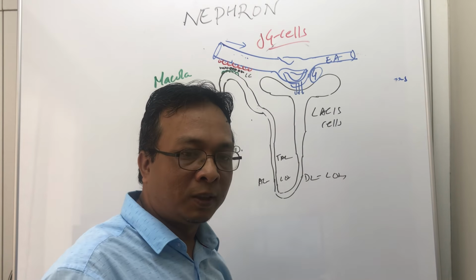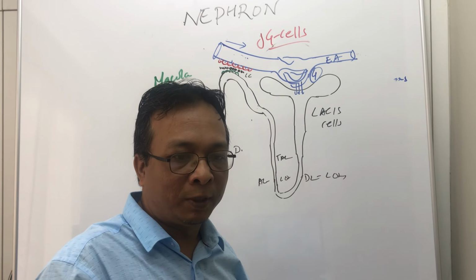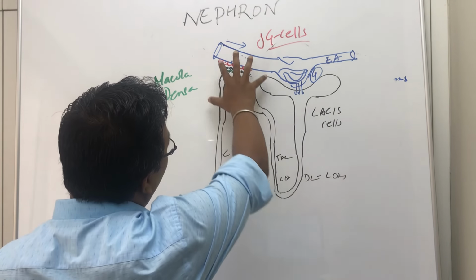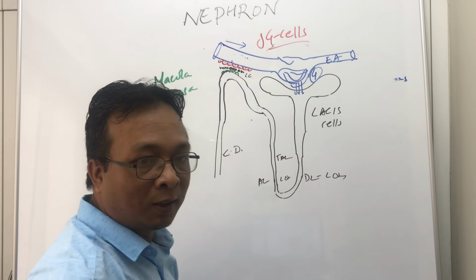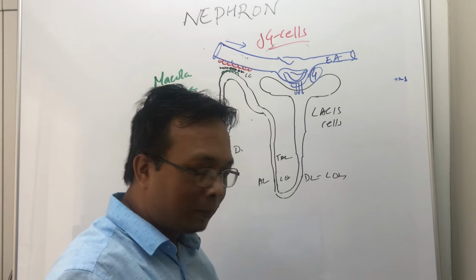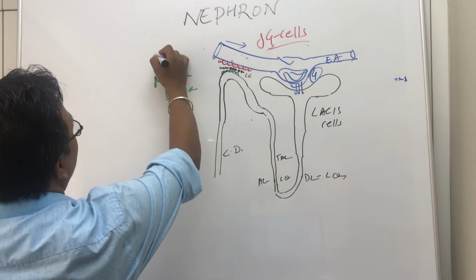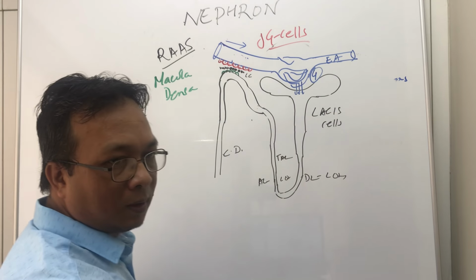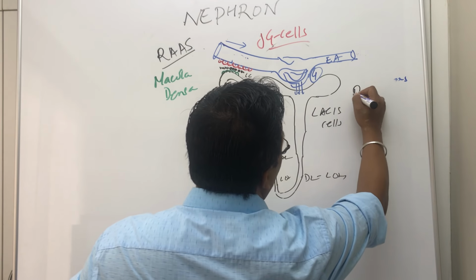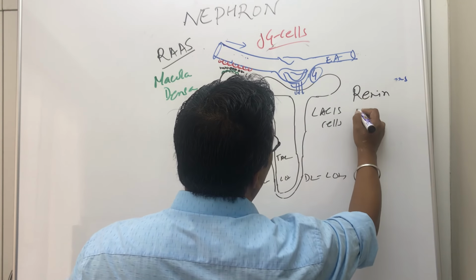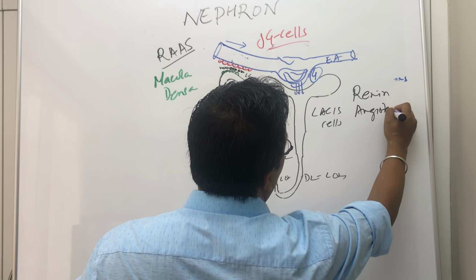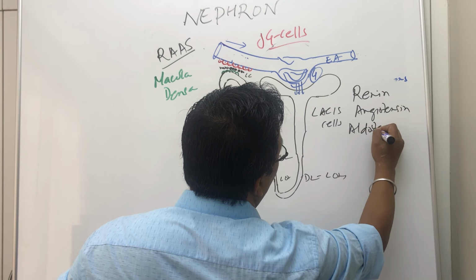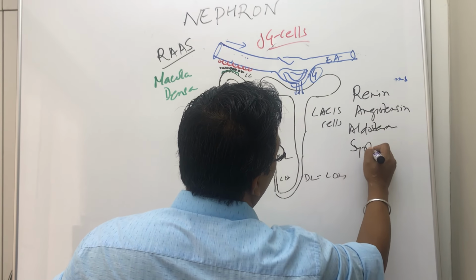Now what happens? There is a function of the kidney that it controls the blood pressure. This controlling of blood pressure occurs because of this JG apparatus, the juxtaglomerular apparatus, and the whole mechanism is called the RAAS system. So we'll discuss the RAAS system today. RAAS means R for renin, A for angiotensin, next A for aldosterone, and S for system.